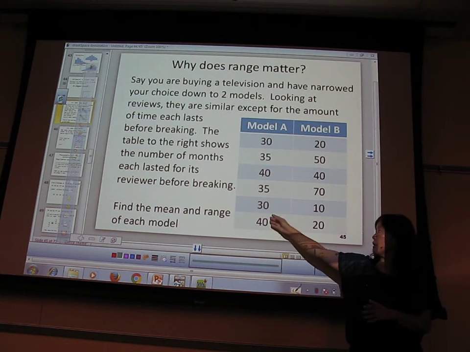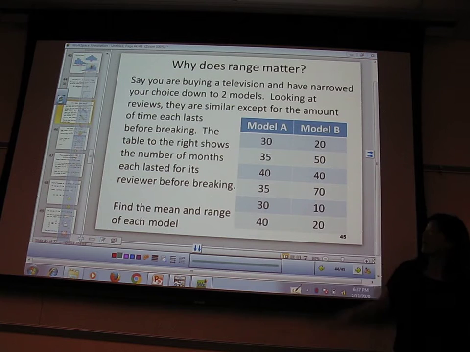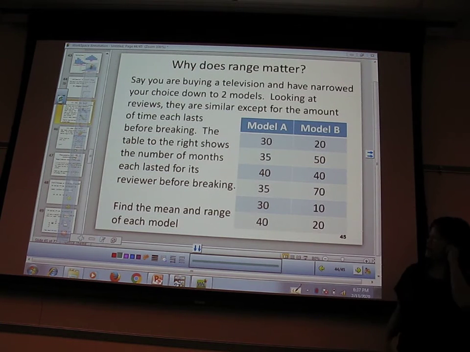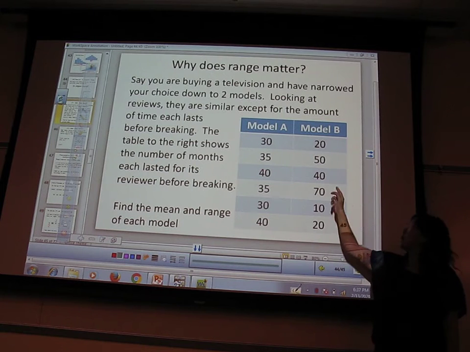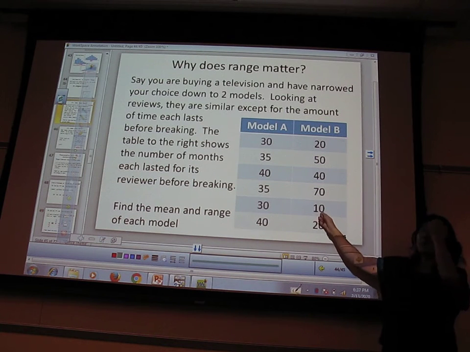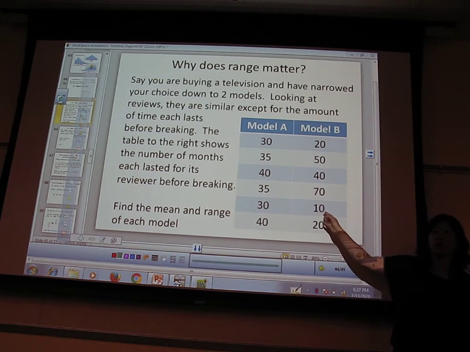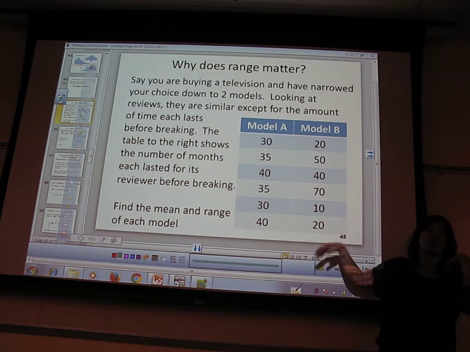So it lasted 30 months, and then it broke. These are a bunch of Sony TVs, and the guy said, oh, mine lasted 20 months, and then it broke. Oh, mine lasted 50 months. 40 months. 70 months. Oh, 10 months, and then it broke. Everybody understand? These are how long they lasted for each person before they broke.